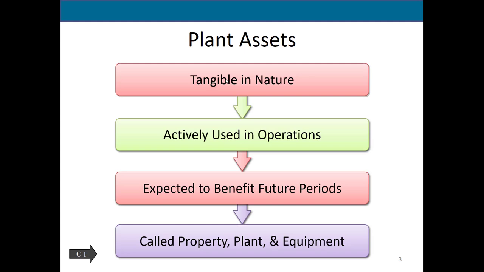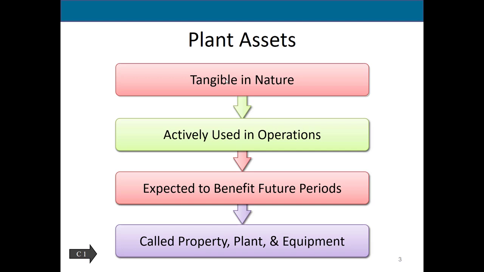When we're talking about plant assets, we're thinking about the big things that a company buys or owns, like buildings, property, machines, right? So they're tangible in nature. They're things that are going to be actively used in operations. They have to be actively used in operations. They are expected to benefit future periods. That's a very important concept to think about because we are making a purchase, right? That's a cost. That's money that normally goes out that's going to last into many, many periods into the future.